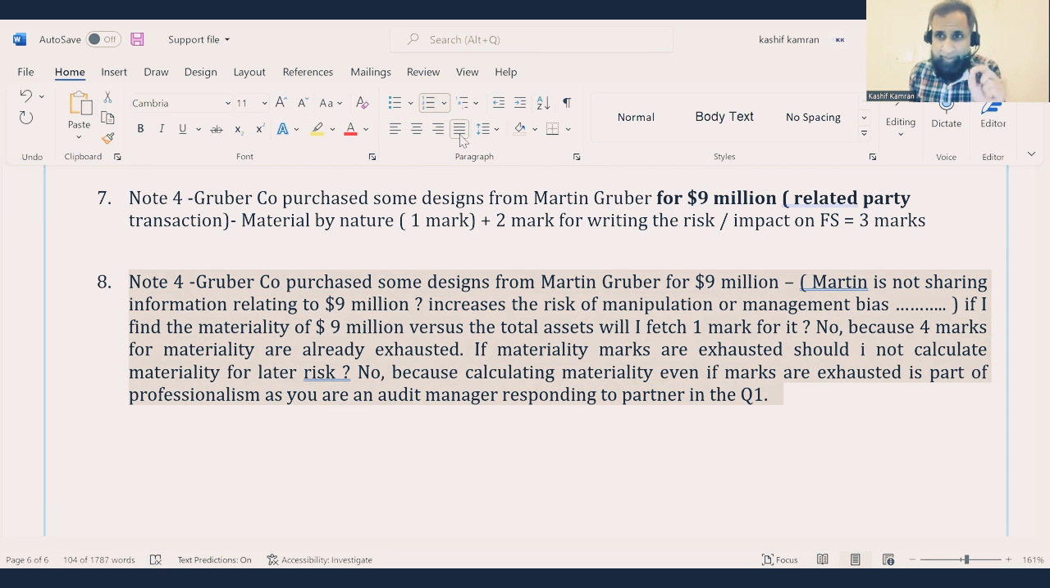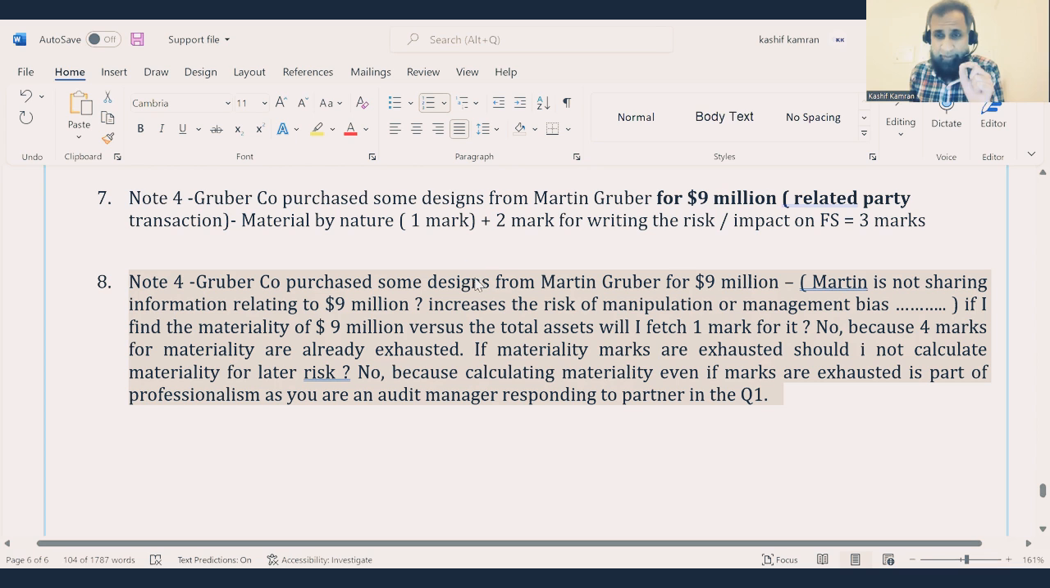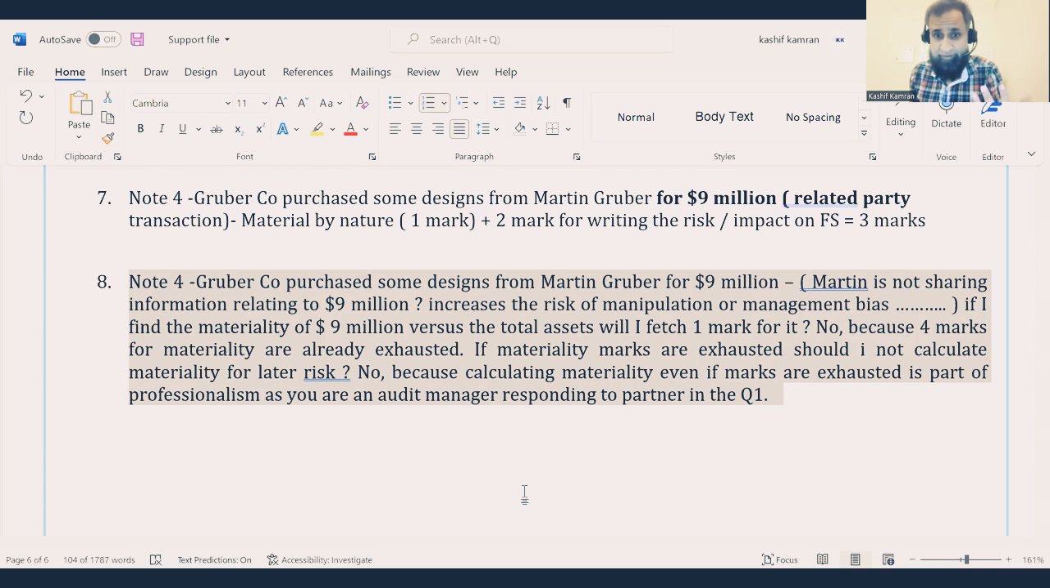I hope you're getting clarity on the marking scheme. Will you fetch 1 mark if you calculate the materiality of point number 8? No. But will you refuse to calculate materiality even if you're not getting marks? No. So are you clear with the capping of materiality? Are you clear with what 4 marks means? Are you clear with the incremental marks you get for trends and calculations?